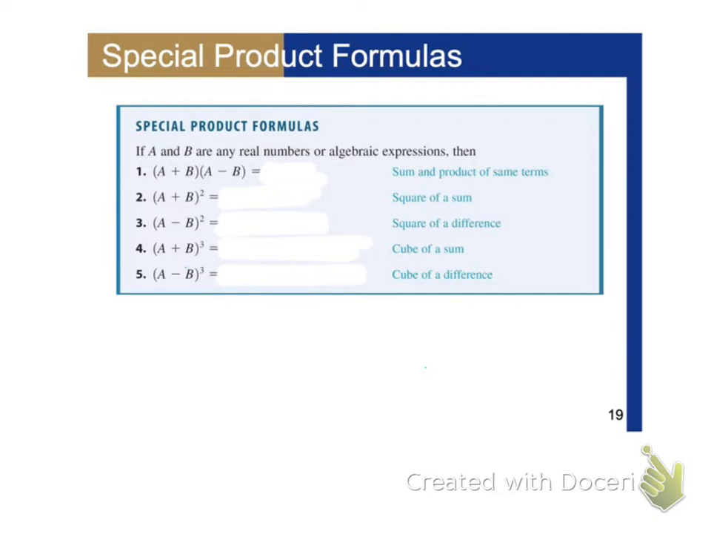So the first one is, I'm not sure if the label is accurate here, but this is what it says in the book: sum and product of same terms. I think it's supposed to be sum and difference of the same terms. I know that's what it is. So I just think that's a mislabel there. Hopefully that was just a labeling error.